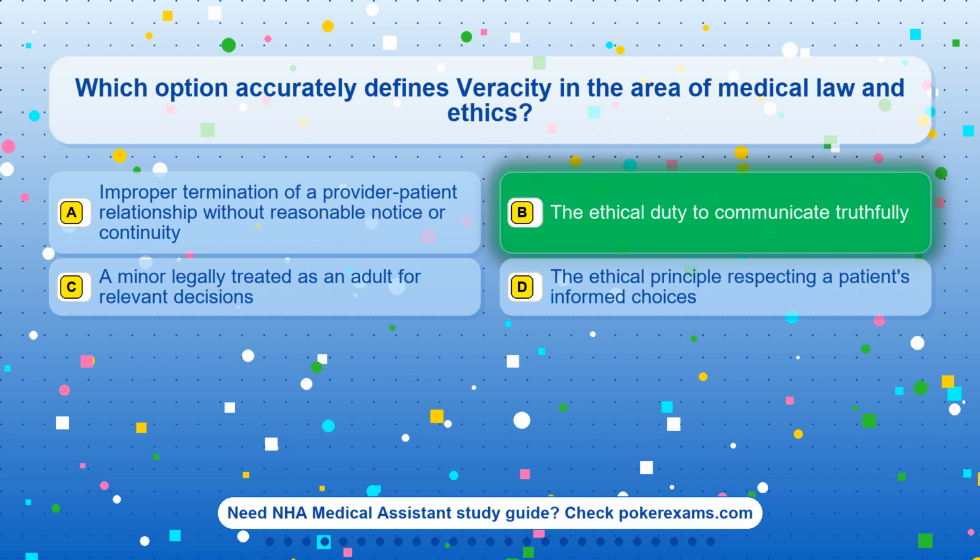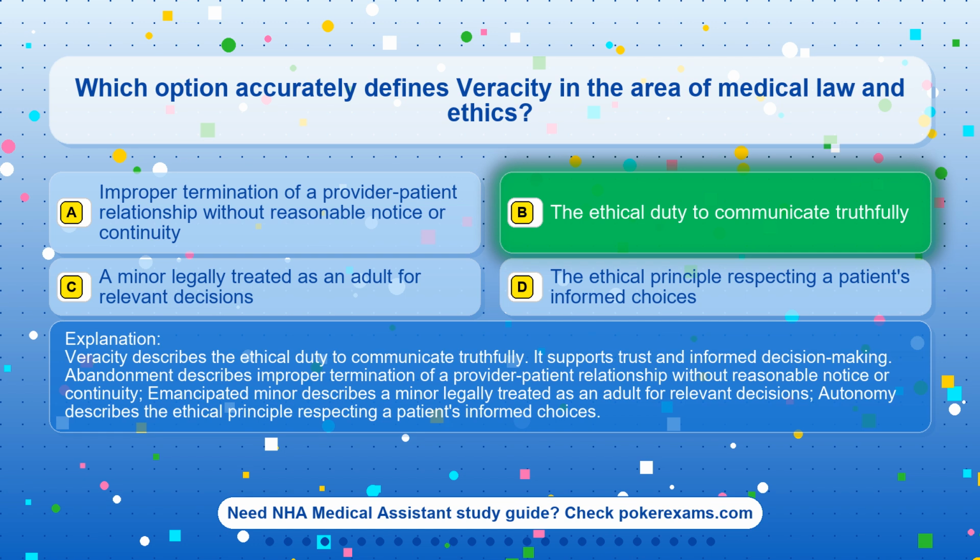The correct answer is option B. The ethical duty to communicate truthfully. Veracity describes the ethical duty to communicate truthfully. It supports trust and informed decision-making. Abandonment describes improper termination of a provider-patient relationship without reasonable notice or continuity. Emancipated minor describes a minor legally treated as an adult for relevant decisions. Autonomy describes the ethical principle respecting a patient's informed choices.